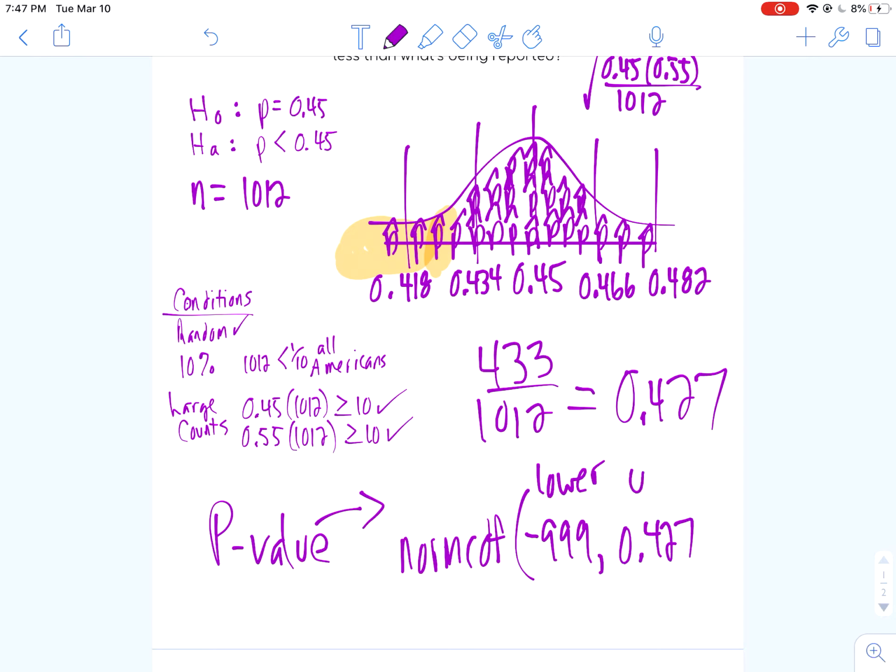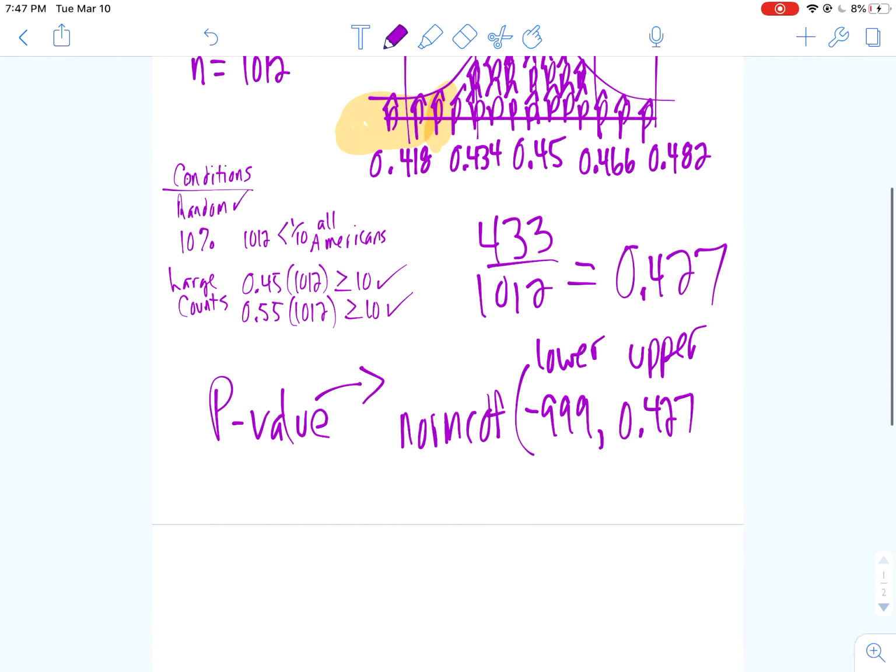So lower, notice I'm labeling these. If you're an AP Stats student, this is important. You want to make sure you're labeling on your AP exam. And then you got your 0.45, which is your mean, standard deviation, 0.016 SD. Let's find the probability of getting that statistic or lower.